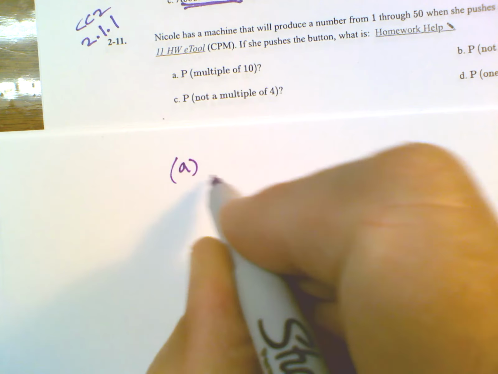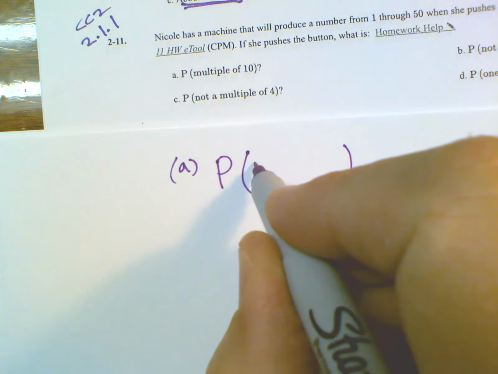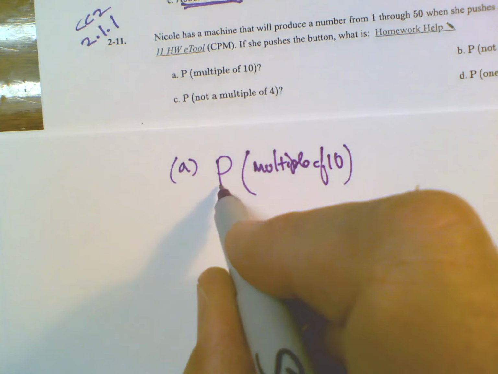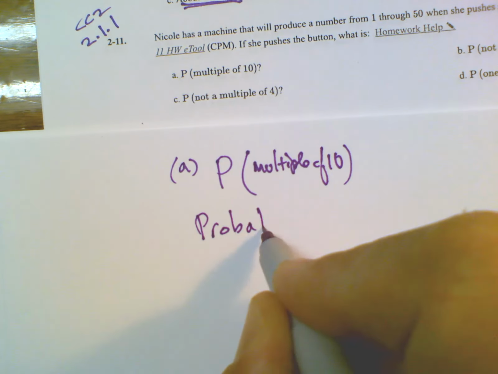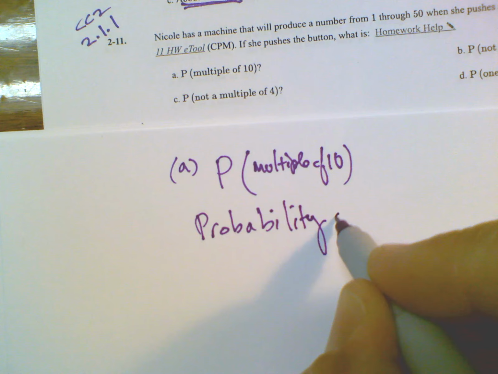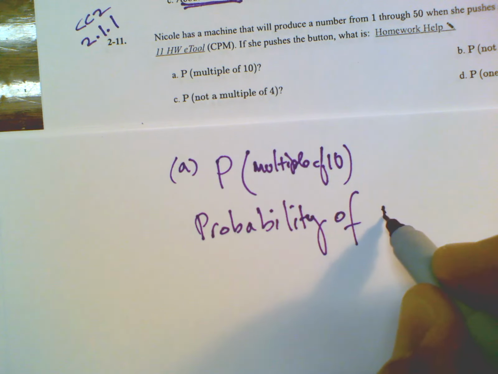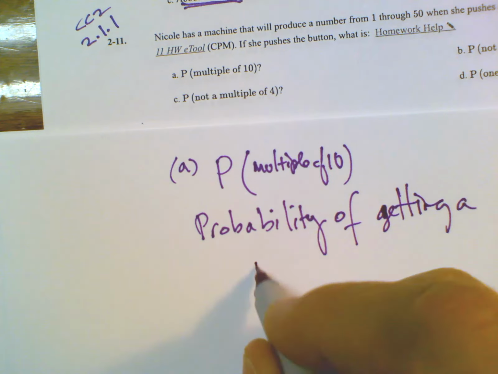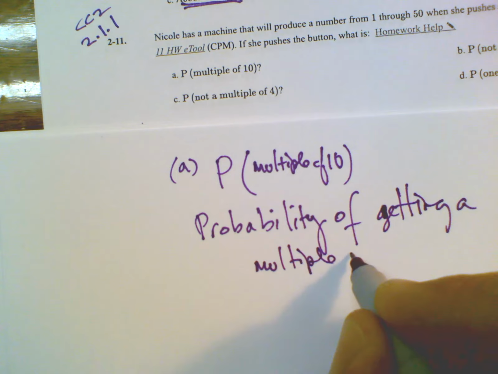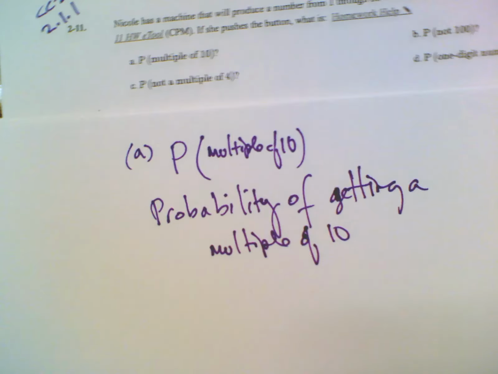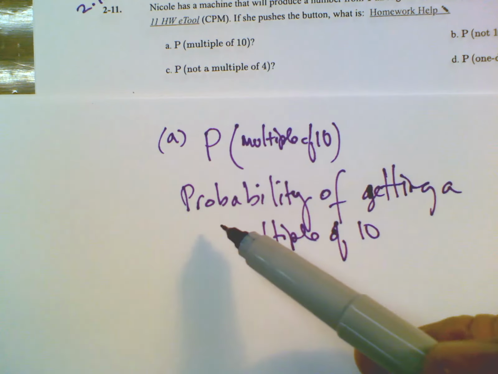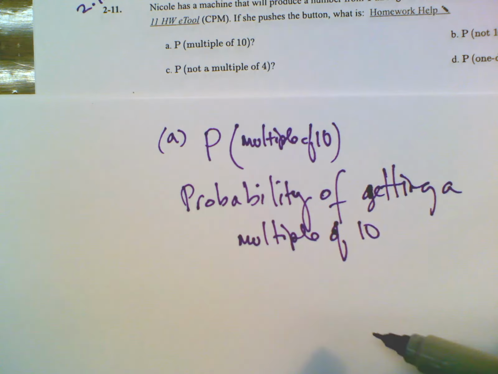Remember, when you see P with parentheses, that means what is the probability of, and then of what? Of, in this case, getting a multiple of 10, right? So when you see this notation, P with parentheses, something inside, it's saying what is the probability of getting a multiple of 10. That's what it's referring to.